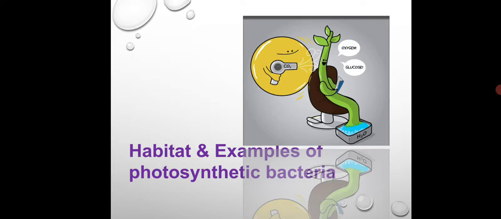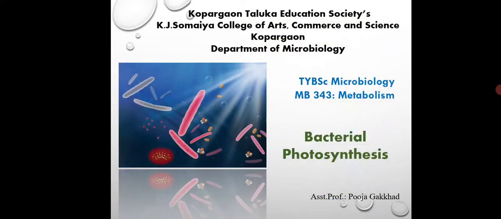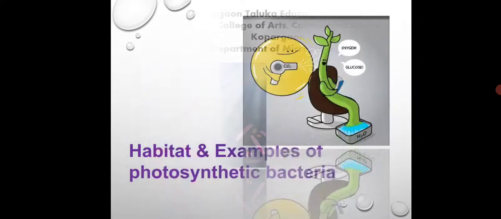So how do bacteria perform photosynthesis, what machinery do they use, and what pathway do they use? All of that we are going to study under the chapter called bacterial photosynthesis. Your first point in this chapter is habitat and examples of photosynthetic bacteria. We are going to divide this point into 2 lectures, and this is the first lecture.